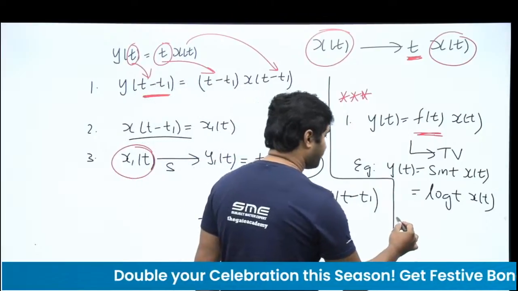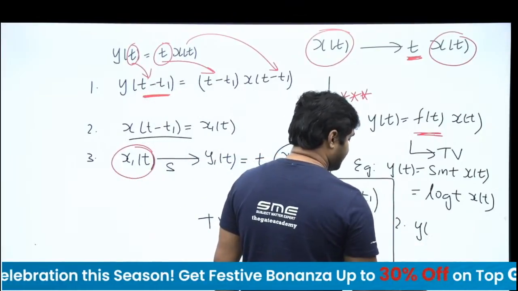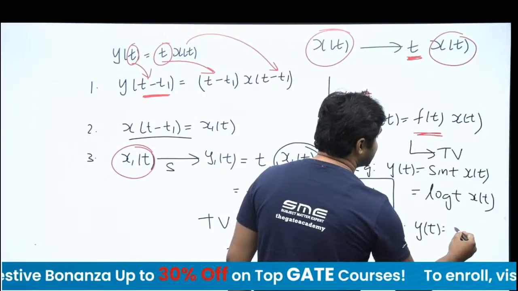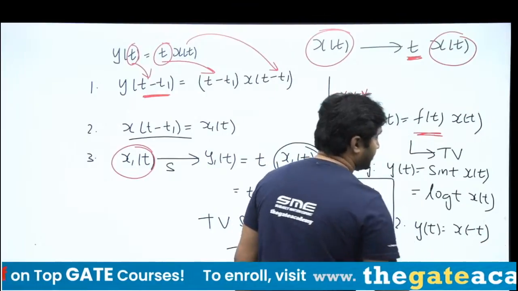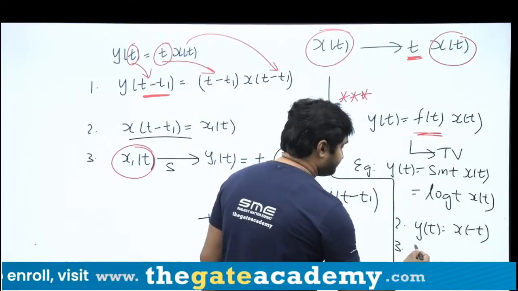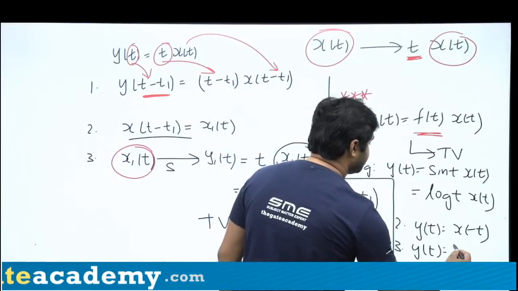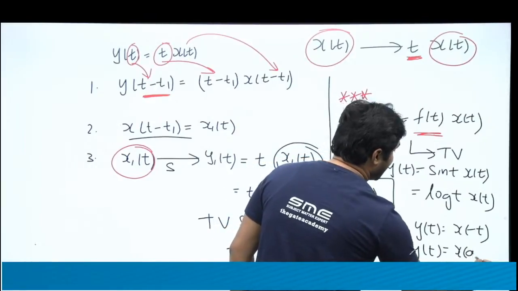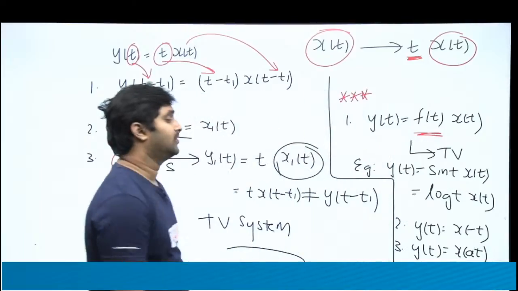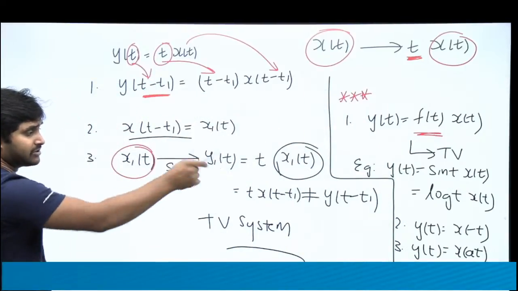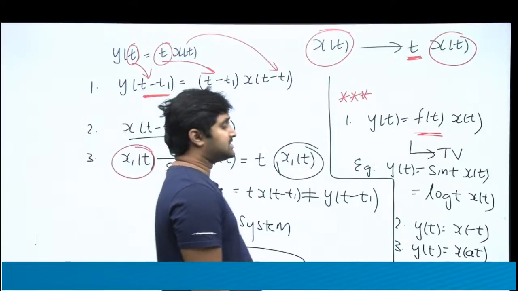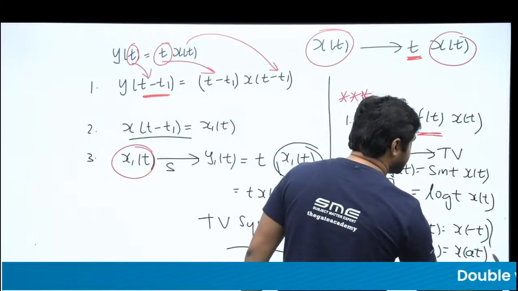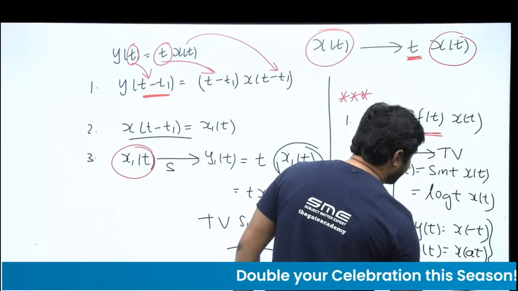Second thing, the time reversal is a time variant operation. The time scaling is a time variant operation. When you have a scaled output, when you have a time reversed output, these are time variant operations.